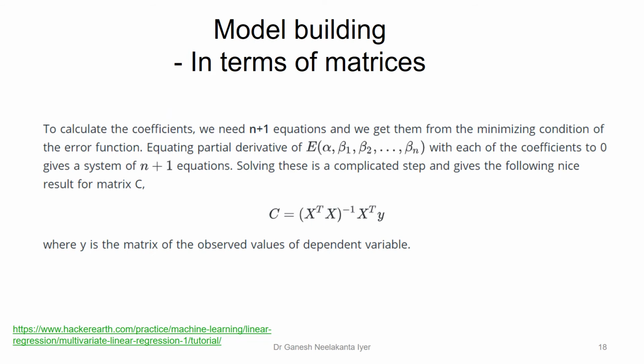To calculate the coefficients, we need n plus 1 equations, and we get them from the minimizing condition of the error function. So equating the partial derivatives of the error function with each of the coefficients, what we get is (X transpose X) inverse X transpose Y. And this leads to the resulting matrix C.